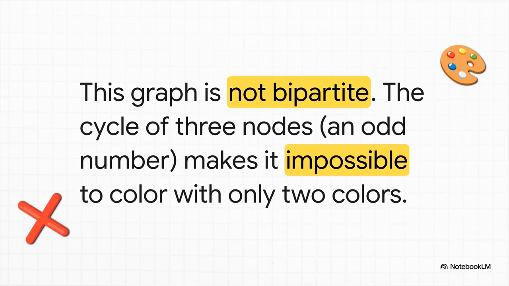See that triangle? That's a cycle of length 3, an odd number. Let's try to color it. If you make the top node blue, then the other 2 nodes it's connected to must be red. But wait, those 2 red nodes are connected to each other. You can't have that. See? It's impossible. That one little odd cycle messes up the whole thing.